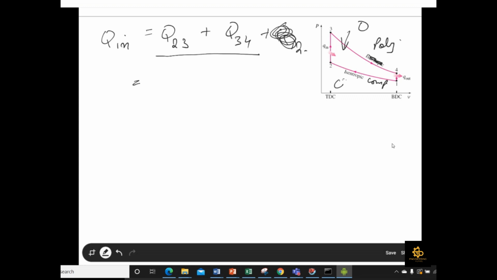So we will see whenever we have to solve a problem that deals with two processes, that is the compression process and the expansion process, both polytropic. So how do we solve that type of problem?